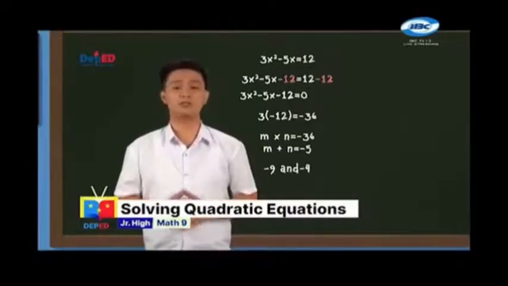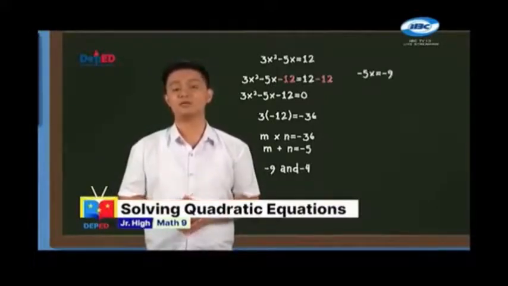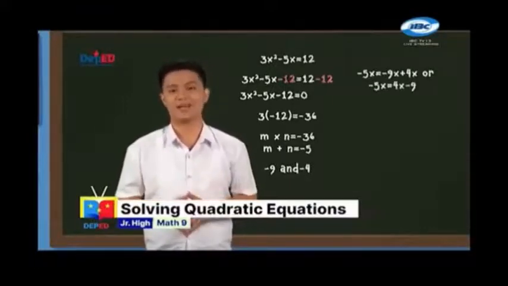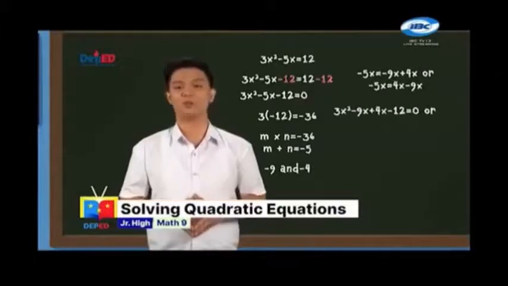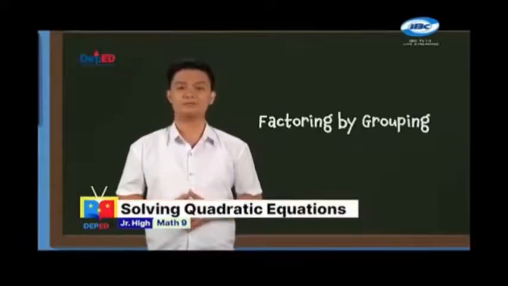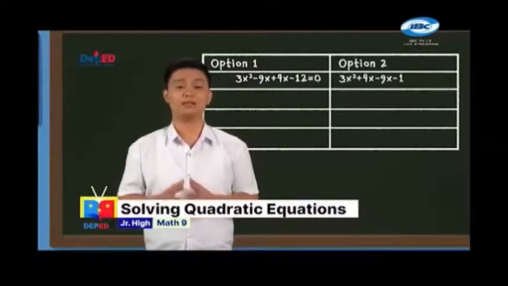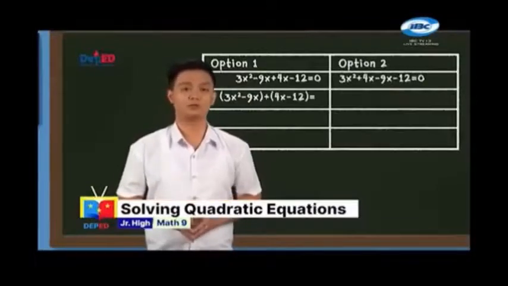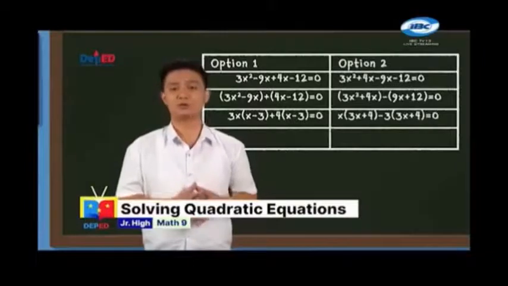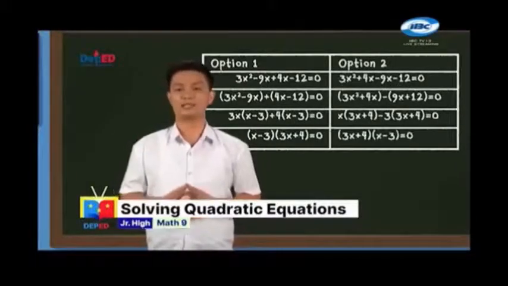So we are going to use these numbers to break down the middle term negative 5x into negative 9x plus 4x or 4x minus 9x. So let's rewrite the trinomial. We will use the factoring by grouping technique. We can let the first two terms be a group while the last two terms form another group. Then, we apply the GCMF in each group. Then we can apply common binomial factoring technique.